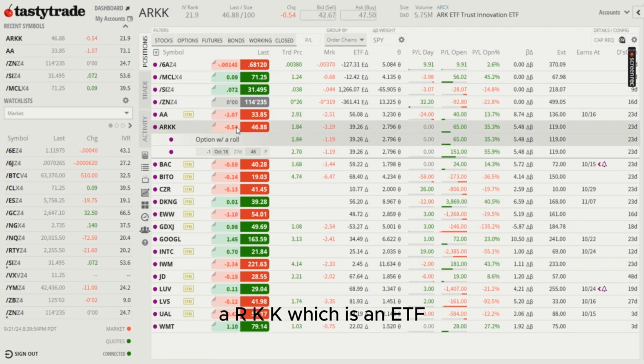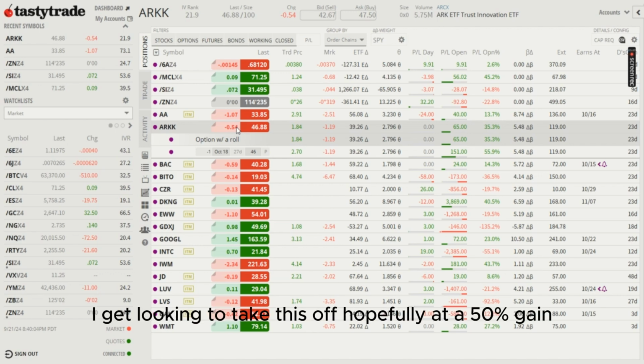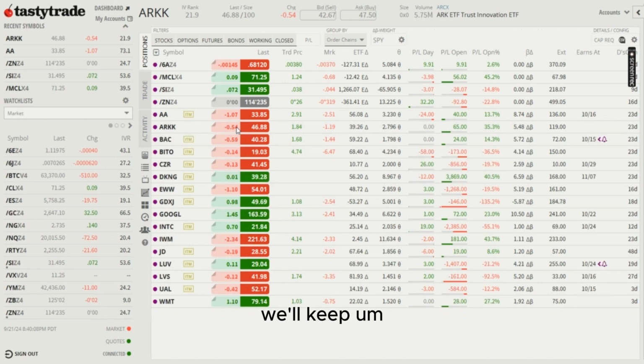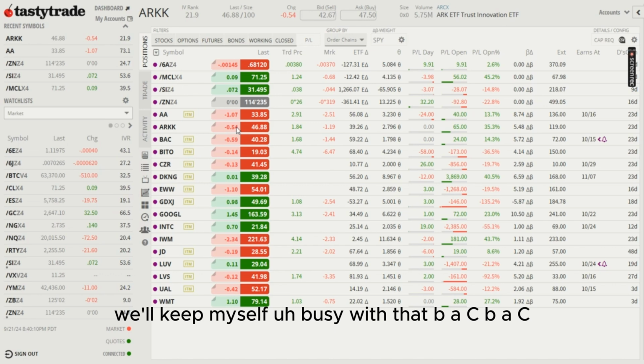ARKK, which is an ETF. I've got a 46 put. It's working. It's doing what it has to do. I'm still overall bullish on the ETF. Again, looking to take this off, hopefully at a 50% gain, and of course we'll keep busy with that.